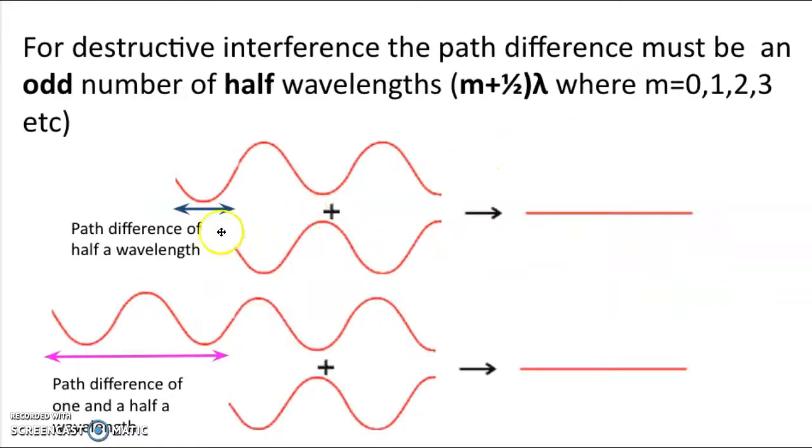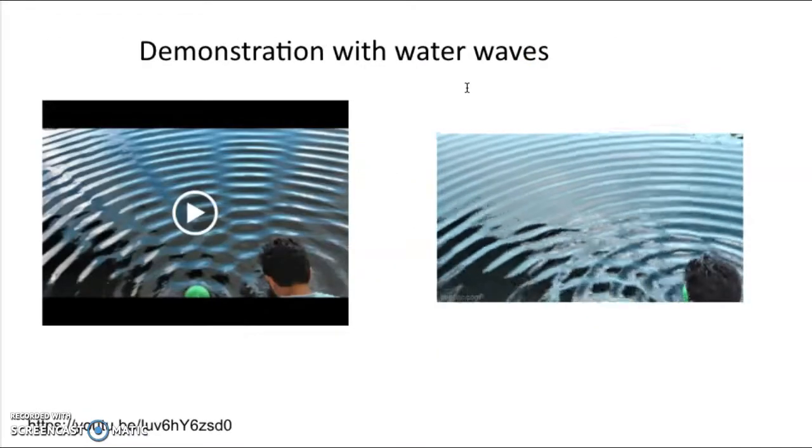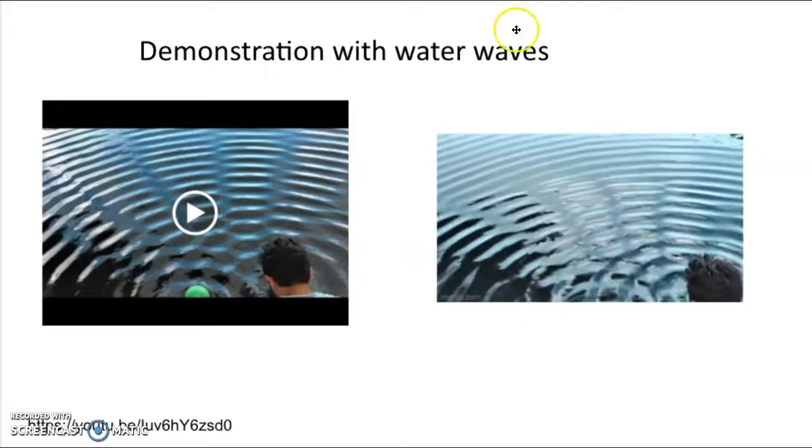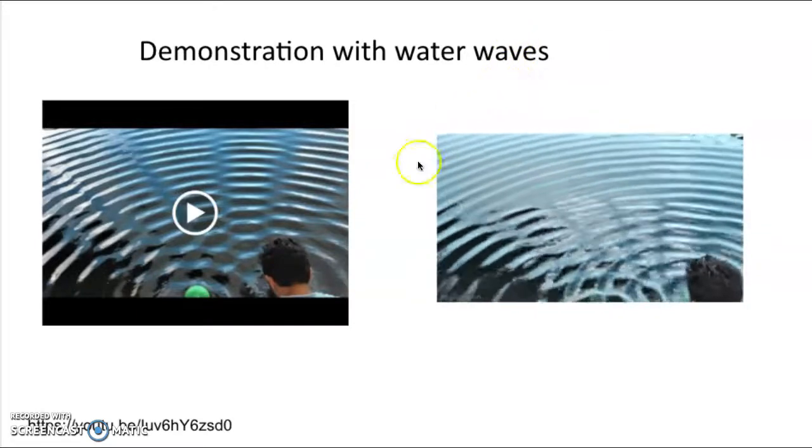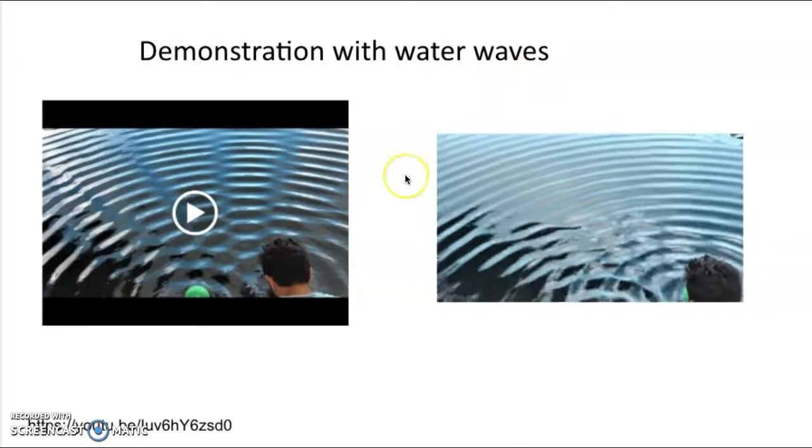For destructive interference, you only need a path difference of half a wavelength, or any odd number of half wavelengths. Here, half a wavelength is just enough to make sure the two waves are doing the opposite thing to each other: destructive interference. 1.5 wavelengths, again, throws in an extra half wavelength to make them do the opposite, and you end up with destructive interference. So the equation is (m + ½)λ, where m is an integer, so you've always got 0.5, 1.5, 2.5, 3.5.